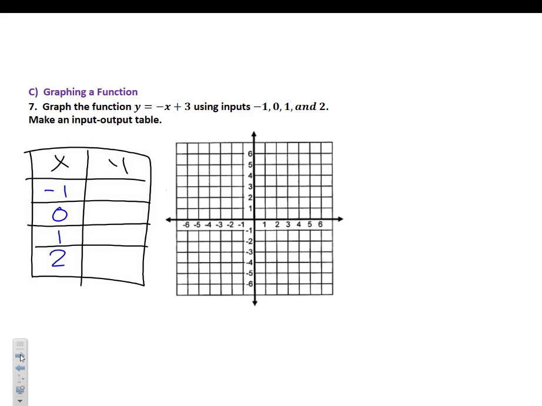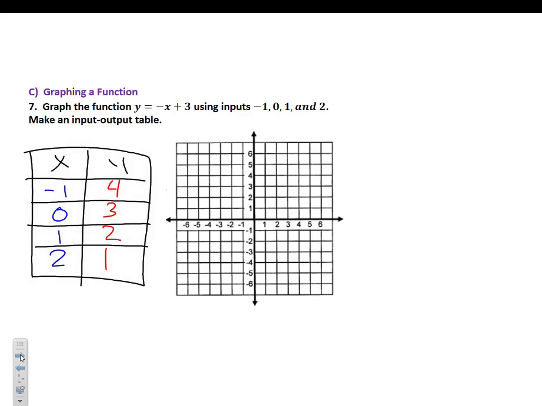So now when I plug in negative 1 for x, a negative 1 becomes a positive 1, plus 3 is 4. If I put in a 0, negative 0, well, there's no such thing. 0 plus 3 is still 3. If I put in a 1, negative 1 plus 3 is actually 2. And if I put in a 2, negative 2 plus 3 is actually a 1. All right? So we can see it's a function. We can actually describe it because as x increases by 1, y decreases by 1.